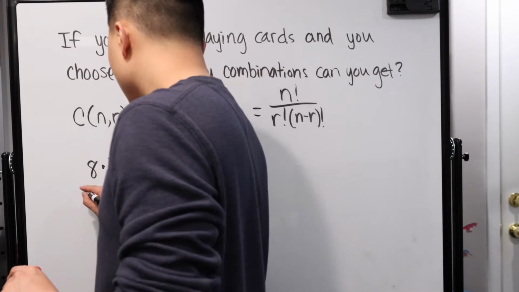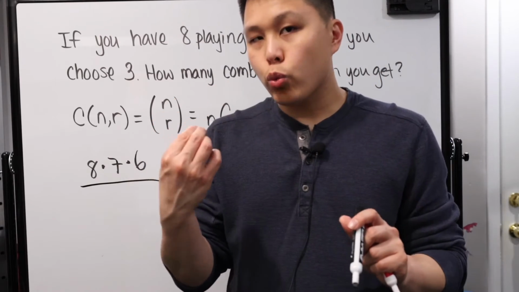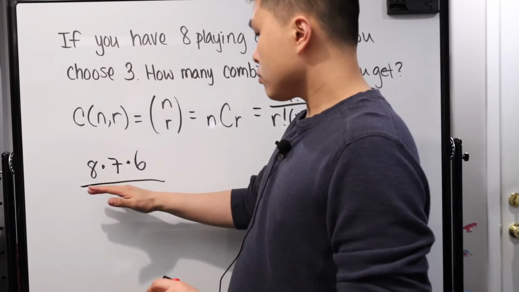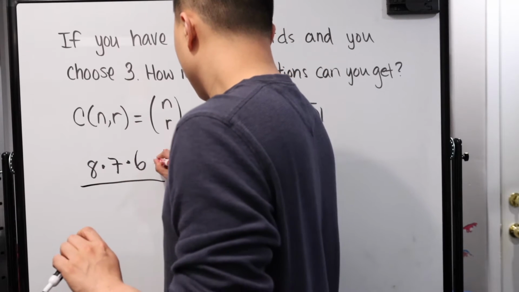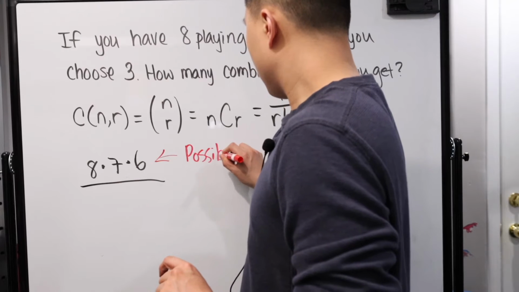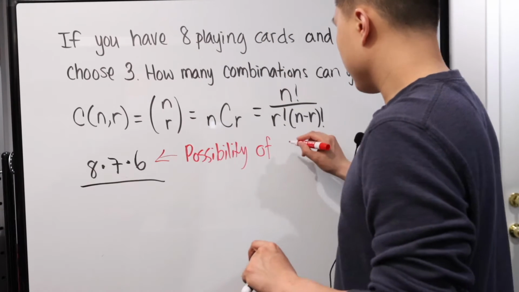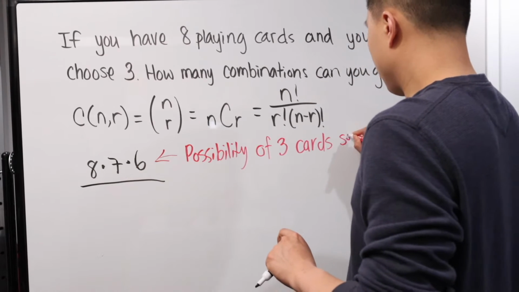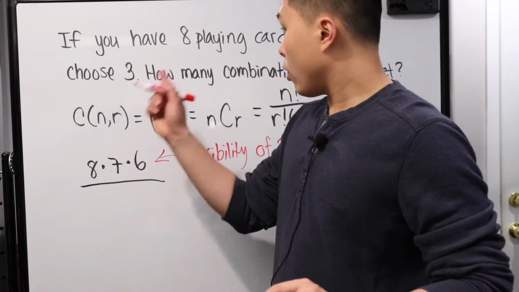So in this case, if we go down here, remember they're all multiplication. If you really think about it this way, in order to get rid of stuff in multiplication, you actually have to divide. So this is all the possibility. Let's just make it simple: the possibility of 3 cards selected out of all 8 cards.